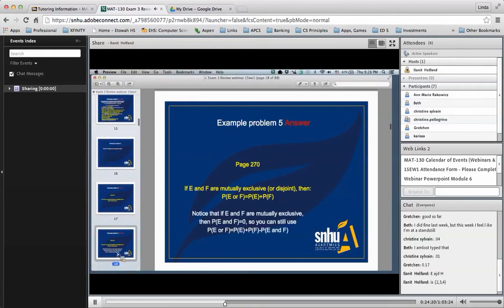Notice that if E and F are mutually exclusive, then P of E and F equals 0. So if you don't want to learn another rule, if you don't want to have to think about this addition rule for disjoint events, it's okay. You can still use this general addition rule because you would just end up subtracting 0. You just end up with P of E plus P of F. So I subtract 0.